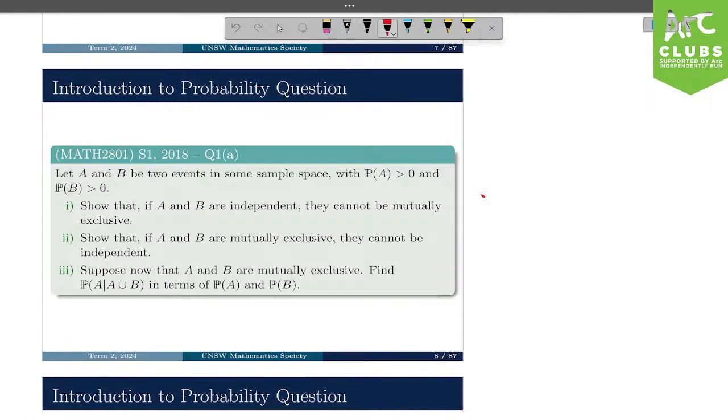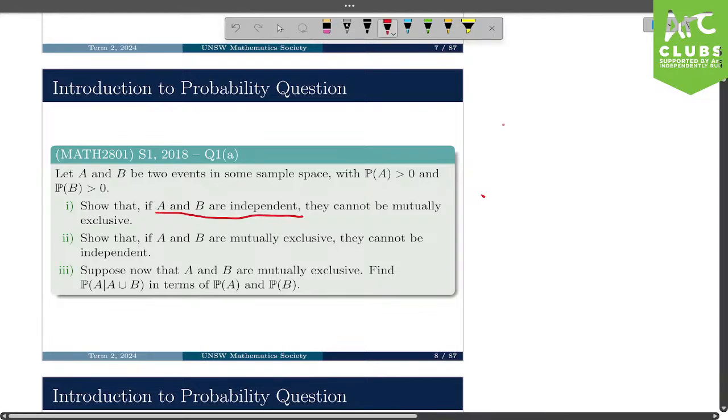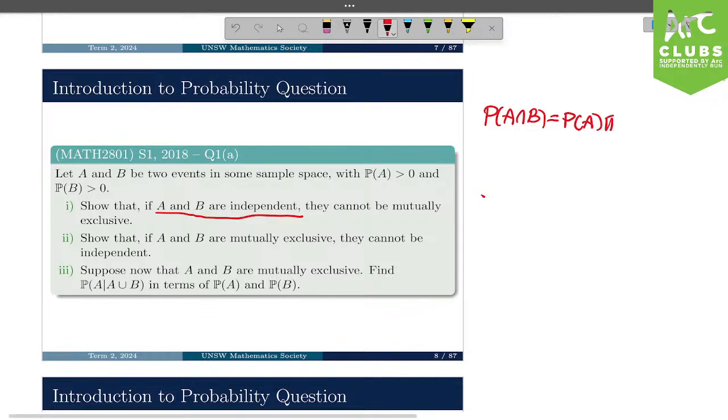Let A and B be two events in some sample space with the probability of A greater than 0 and probability of B greater than 0. So show that if A and B are independent, so maybe we should write down the definition of independence first. So that is the probability of A intersect B equals probability of A times probability of B.